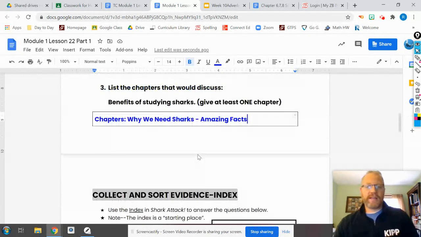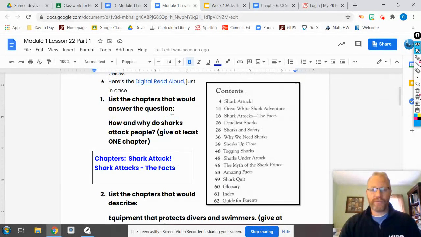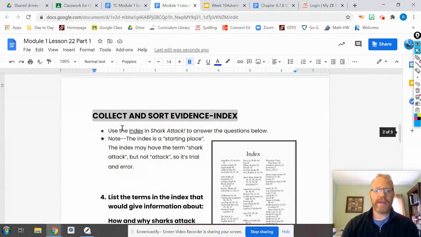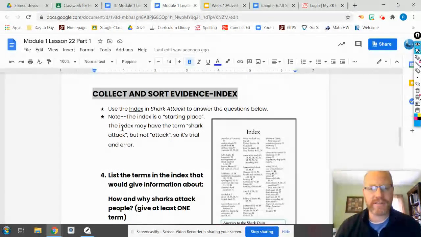So that's the table of contents, and you guys were able to find some contents of the book that had to do with a specific question. So you'd be able to find information within the book based on the table of contents. Next, we're going to collect and sort evidence in the index. The index in Shark Attack we're going to use to answer some of the questions below.